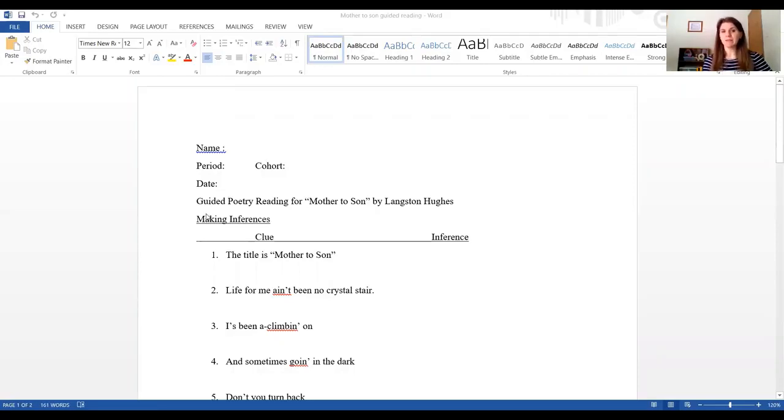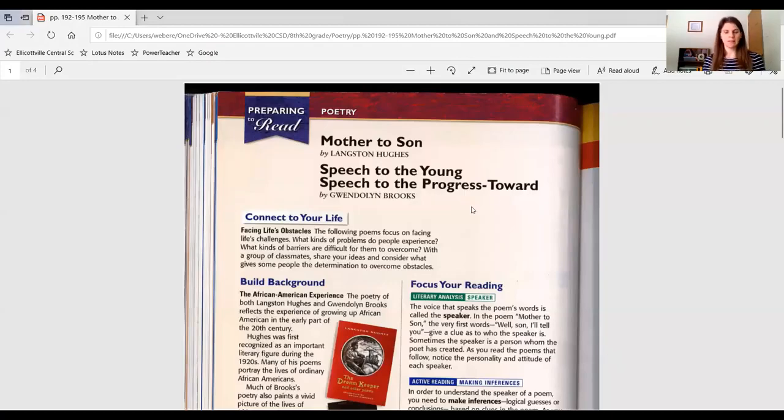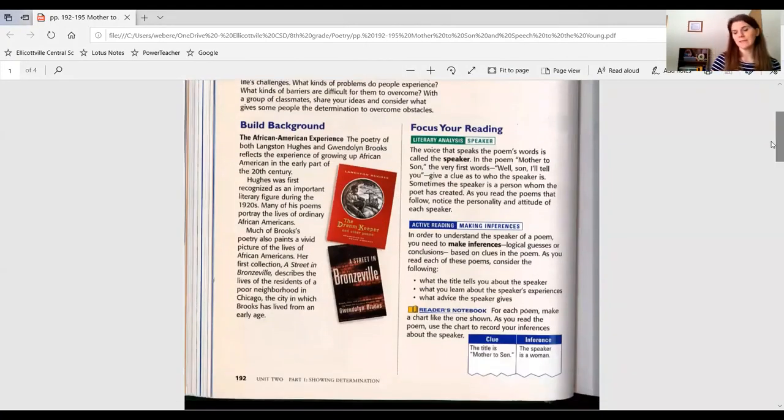I have put the assignment here, Guided Poetry Reading for Mother to Son by Langston Hughes. So you have that handy. The other thing that you need is your book. And we are turning in our book to page 192. And we're looking on the left-hand side of the page before we have the poem.